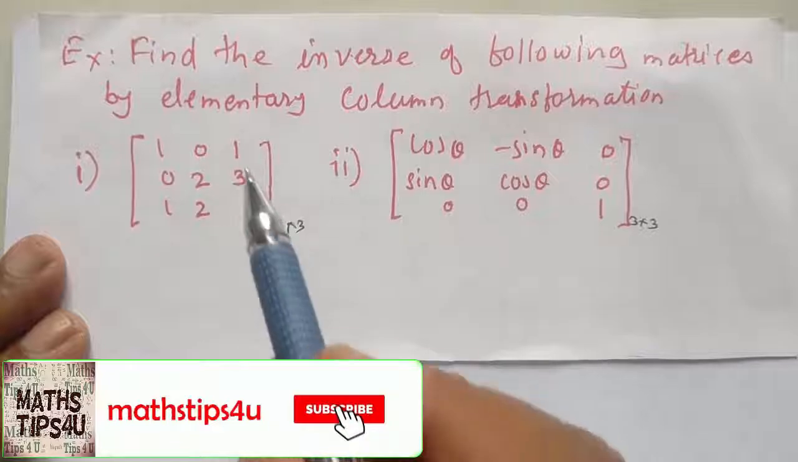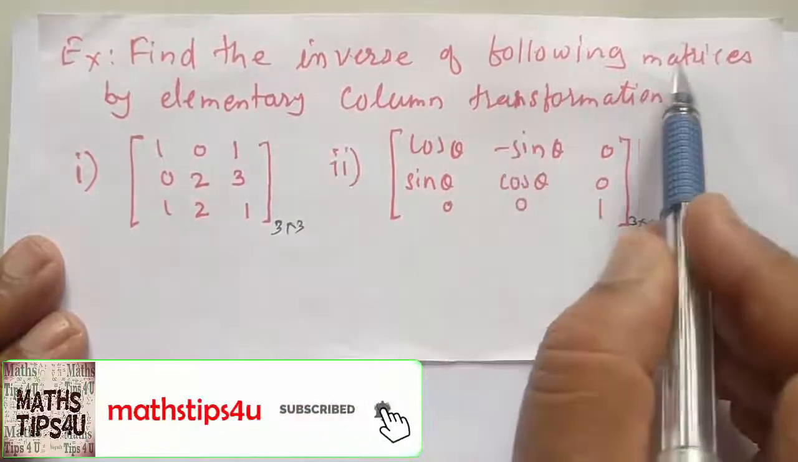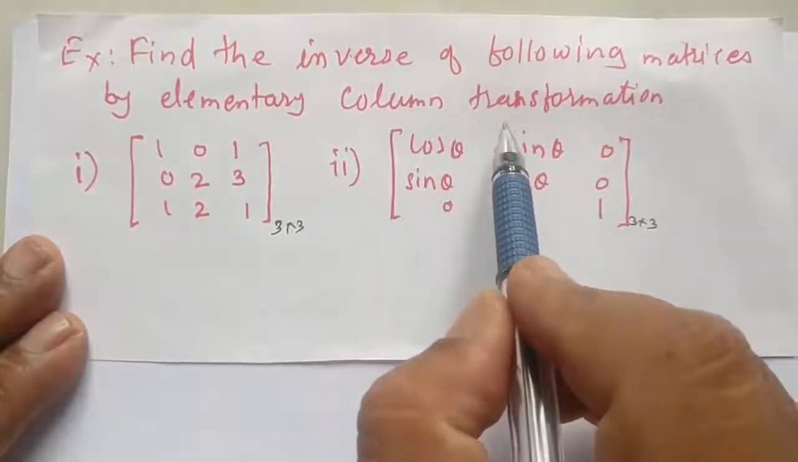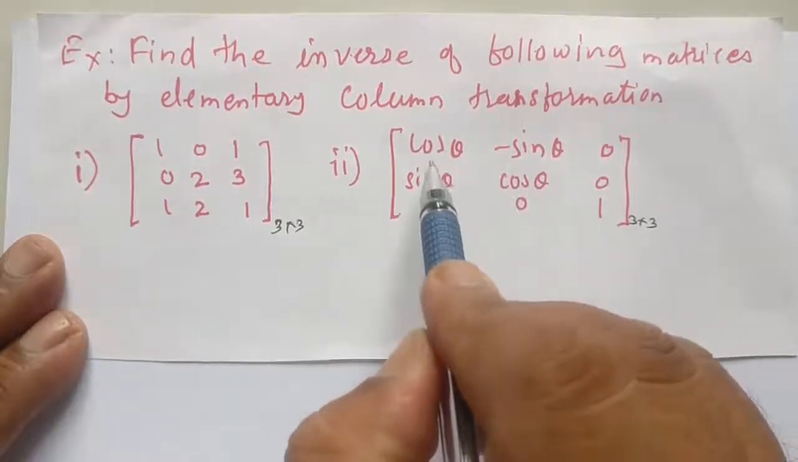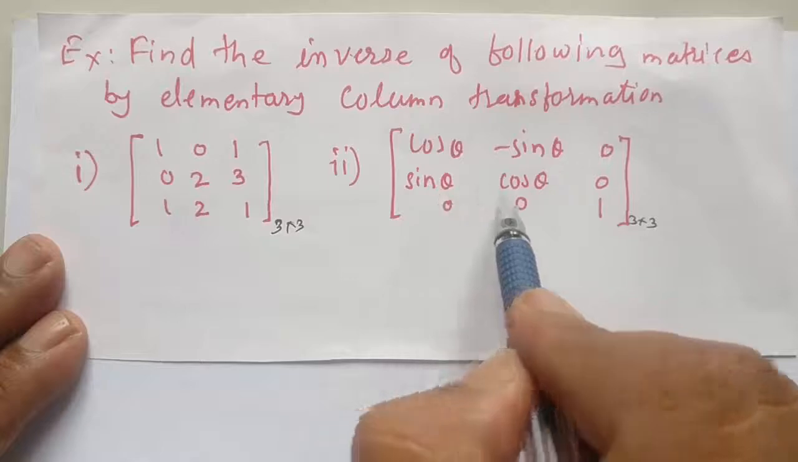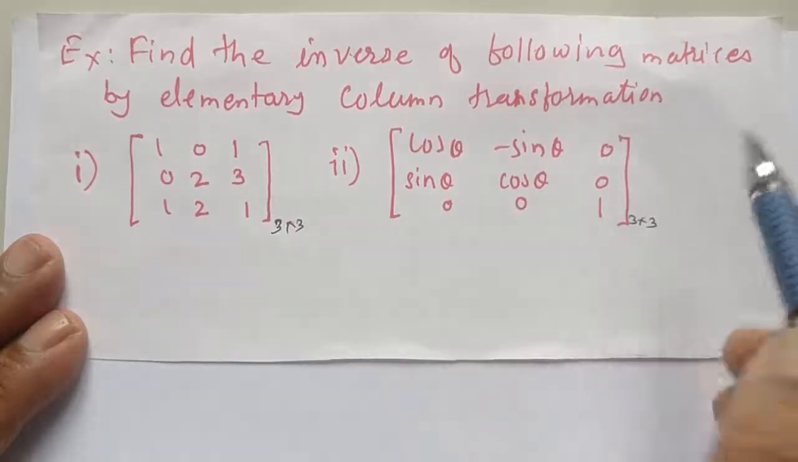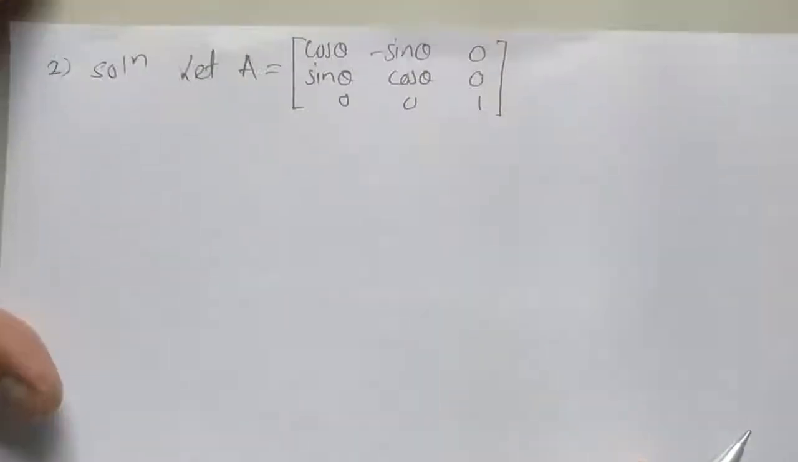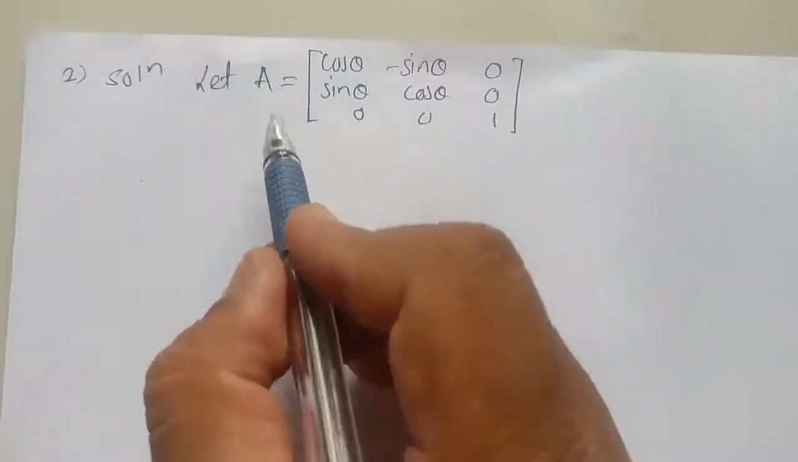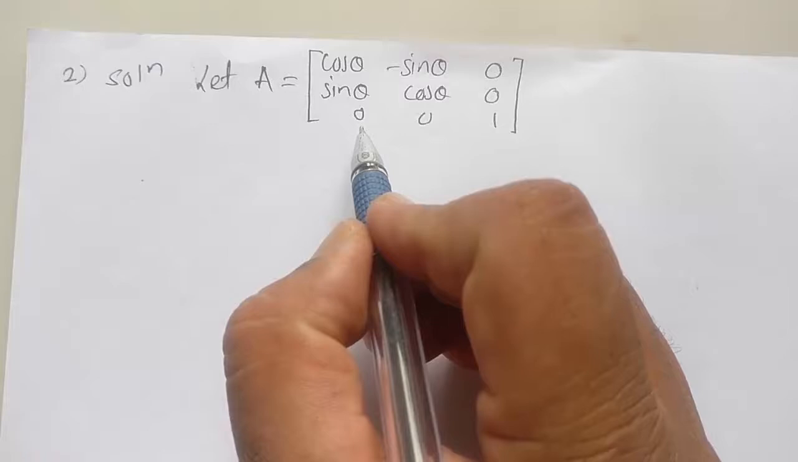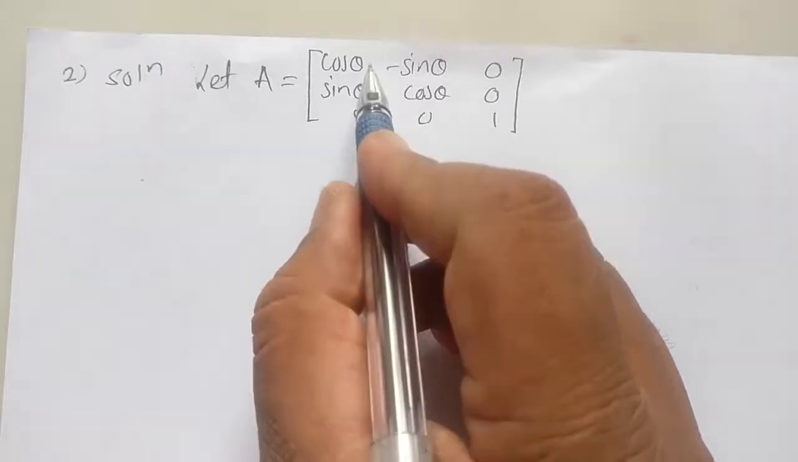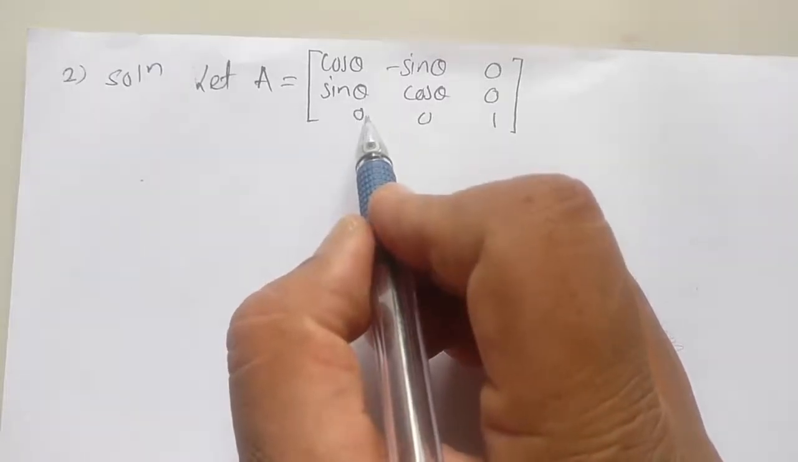Next example: find the inverse of the following matrices by elementary column transformation. Number 2, which is from trigonometry: cos theta, minus sin theta, 0, sin theta, cos theta, 0, 0, 0, 1. Now we denote this matrix by A. A is equal to this matrix. First we check whether this is a singular or non-singular matrix.